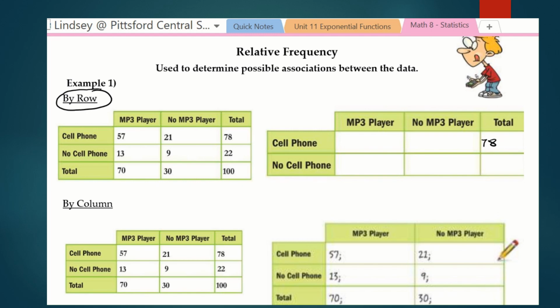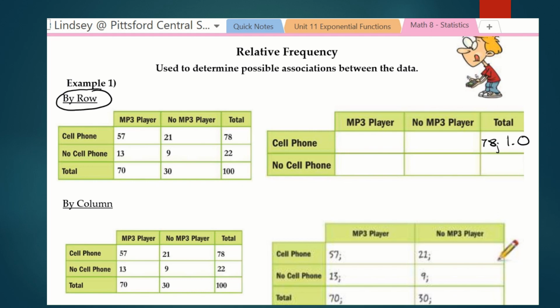Now you can see the way the tables are set up below. I'm going to put this little semicolon here and I'm going to put a 1.0. So what the 1.0 means is that is going to be like our total. So 1.0 represents all students that own a cell phone. And we're going to see what fraction or what portion of them fall under each of the categories, cell phone and MP3 player, versus that total, as well as cell phone and no MP3 player versus that total.